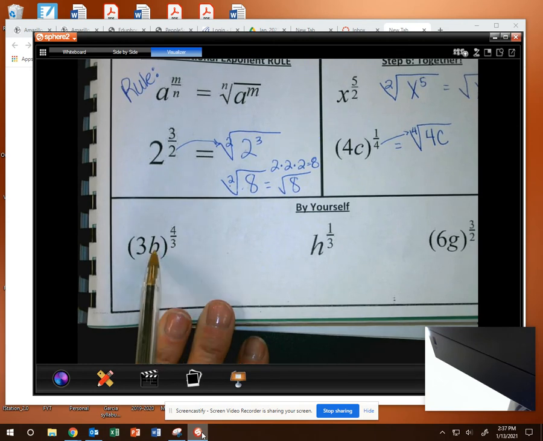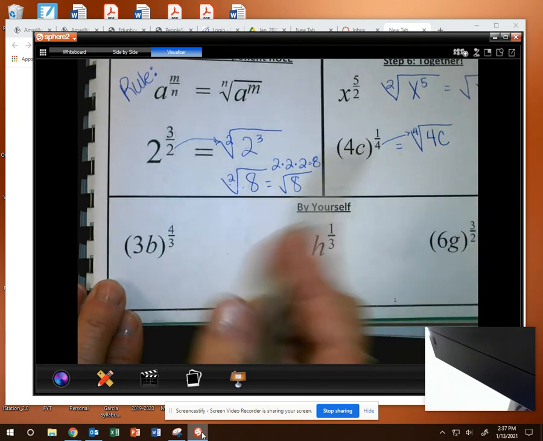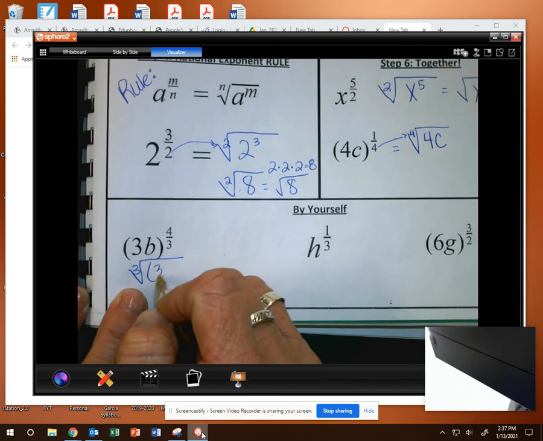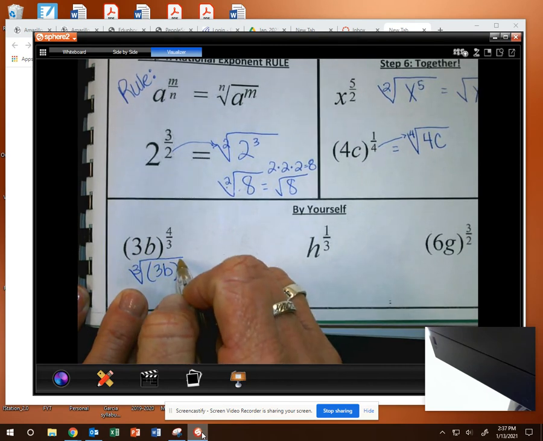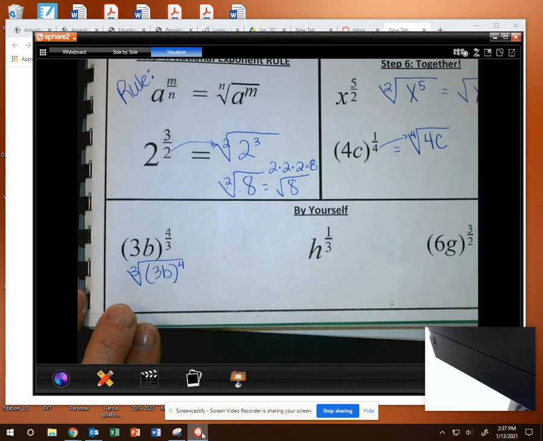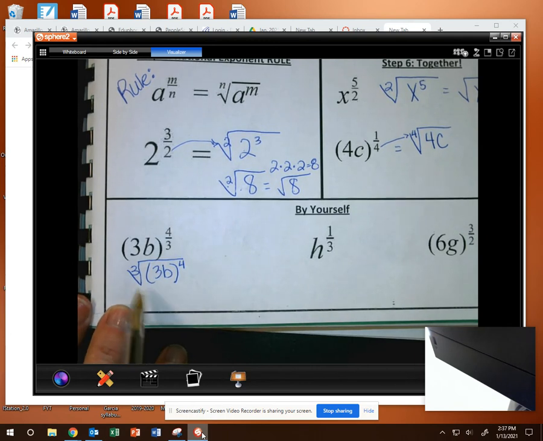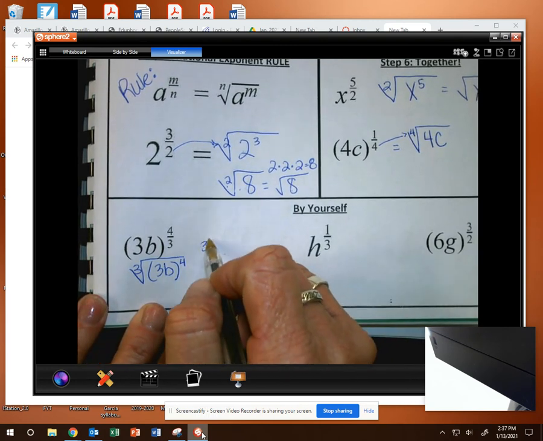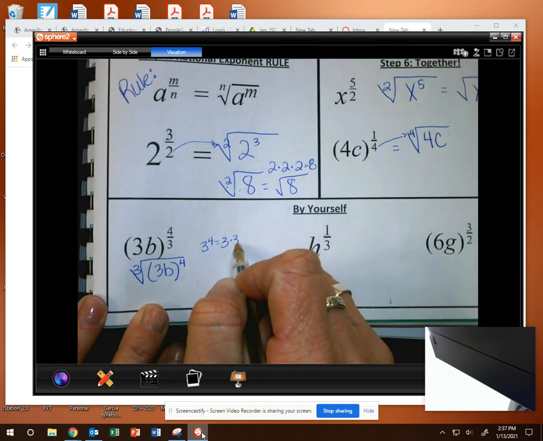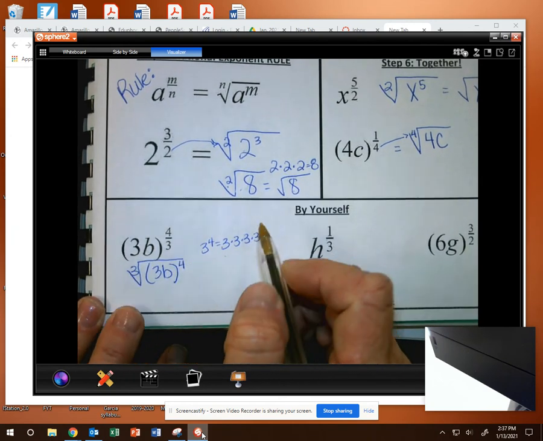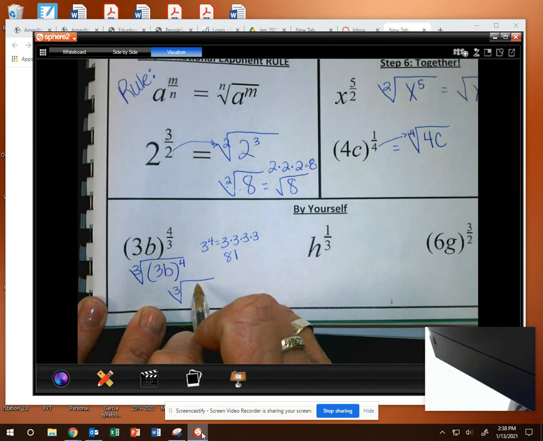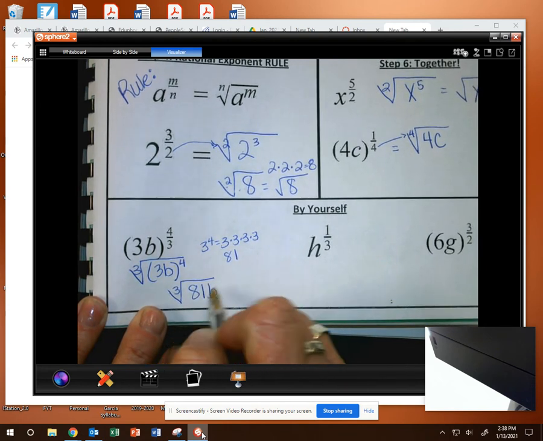Okay. 3b raised to the 4/3 power. My denominator is going to go out here. Notice that 3b is in parentheses, raised to the 4th power. Now, if your answer choices are like this, you leave it like this. If not, this is raising a power to a power. So I would take 3 to the 4th power, which is 3 times 3 times 3 times 3, which is equal to 81. And I would put the cube root of 81b to the 4th power.